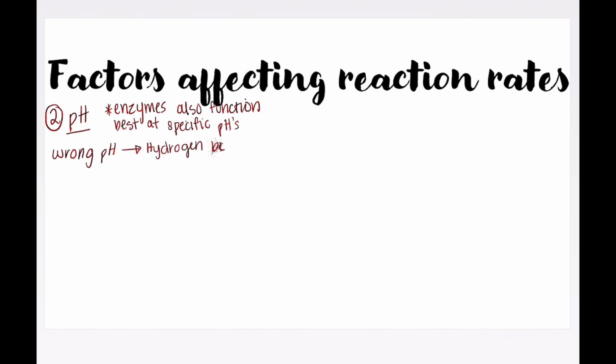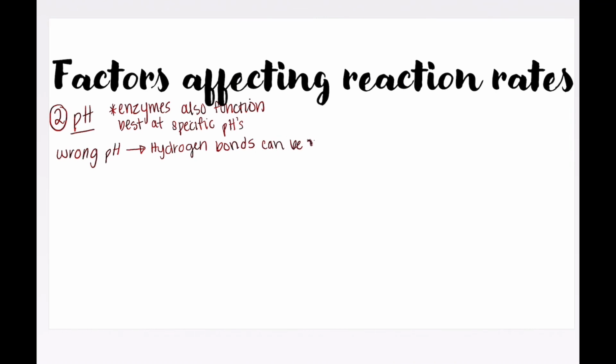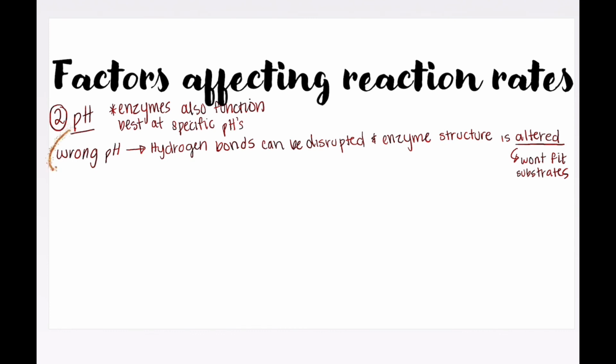And if we have the enzyme at the wrong pH, what we'll start seeing is that the hydrogen bonds will be disrupted. And that also does the same thing, where our enzyme structure becomes altered due to the hydrogen bonds being disrupted. So if the enzyme structure alters, again, it will not fit the substrates, meaning it has become denatured. Now, pH. Most enzymes are going to have the optimal pH at 7.